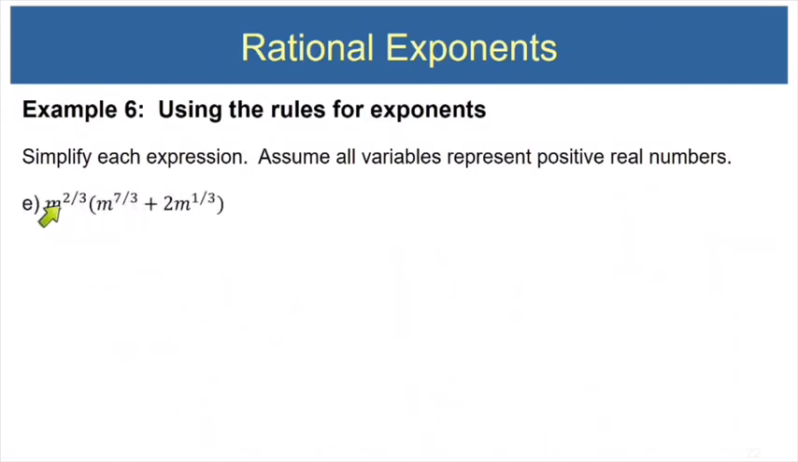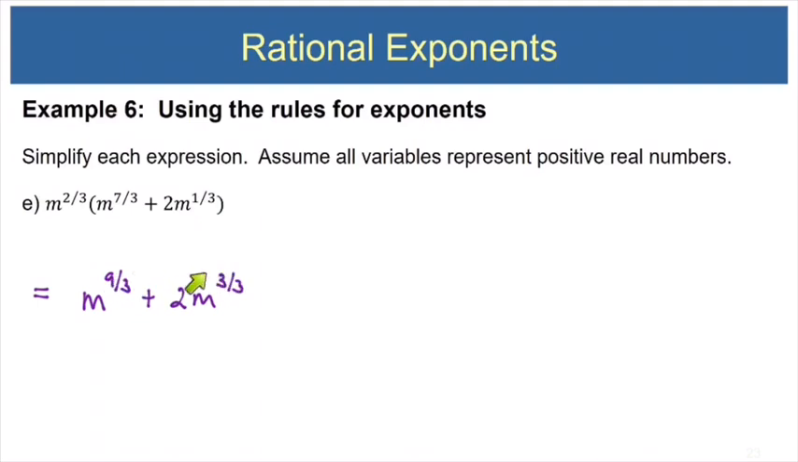And then finally on part E, we have m to the 2/3 times m to the 7/3 plus 2m to the 1/3. So this is a place where we would apply the distributive property. So if we distribute, we're going to need to add these exponents. Every time we multiply an m times an m, we need to add their exponents. So to multiply m to the 2/3 times m to the 7/3, I need to add these exponents. 2/3 plus 7/3 would be 9/3. And then I need to do m to the 2/3 times this second term, so I need to add these exponents. Here, m to the 2/3 times 2m to the 1/3 is going to be 2m to the 3/3.